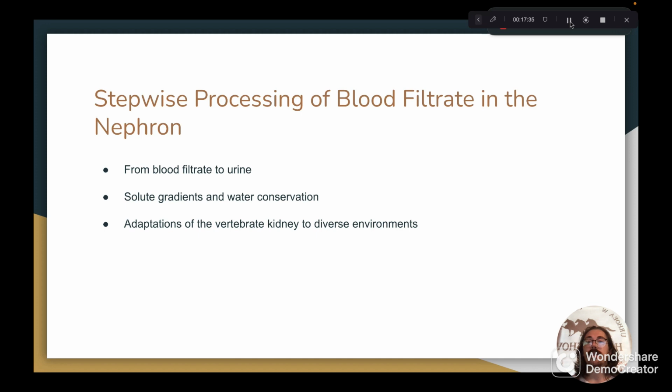The vasa recta also employs a countercurrent exchange system. As the descending vessel transports blood to the inner medulla, it loses water and gains salt, while the upper vessel carries blood back to the cortex. The opposite is true.